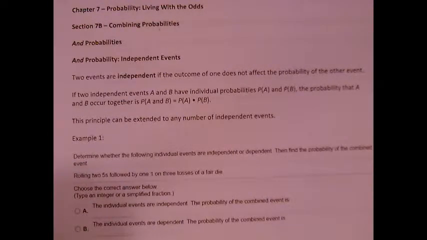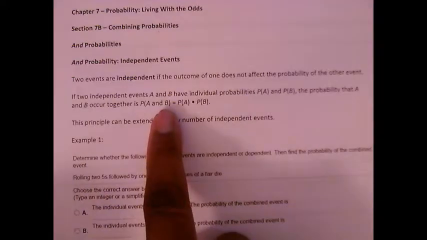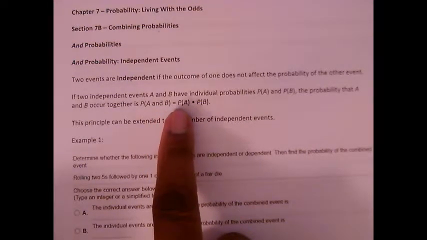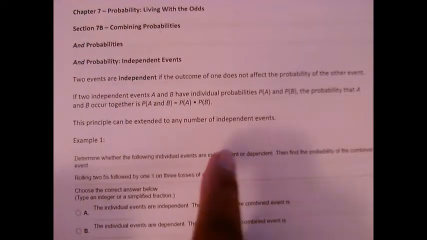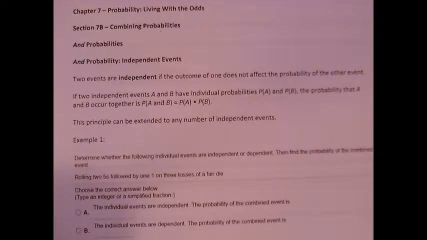So if we have two independent events, A and B, they have individual probabilities: the probability of event A and the probability of event B. The probability that A and B occur together is this. The probability of A and B is equal to the product of the probability of event A and the probability of event B. We're going to multiply those two together. Now that principle can be extended to any number of independent events.